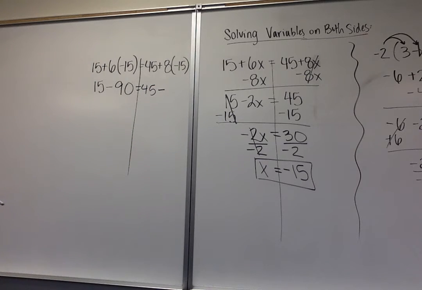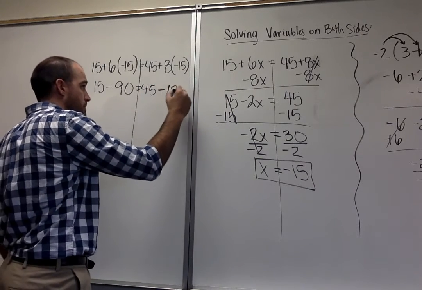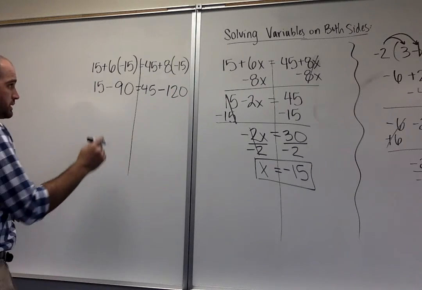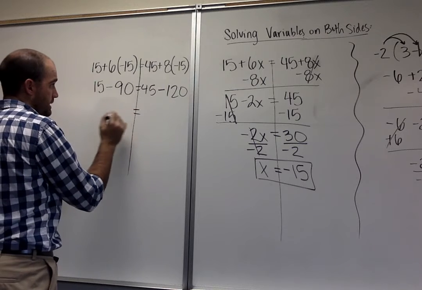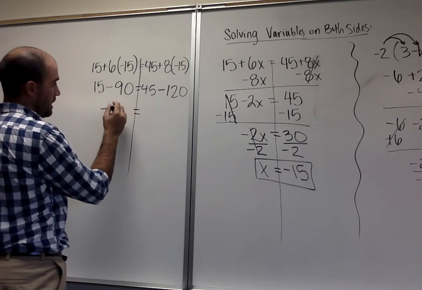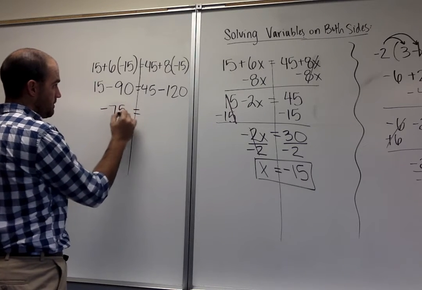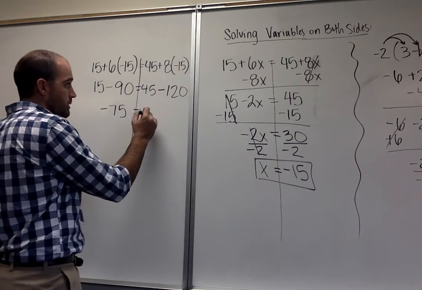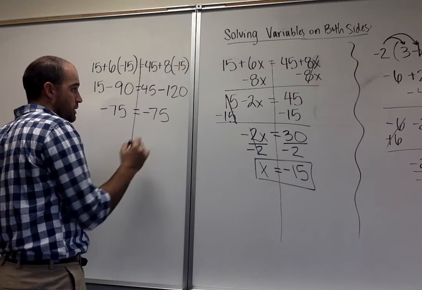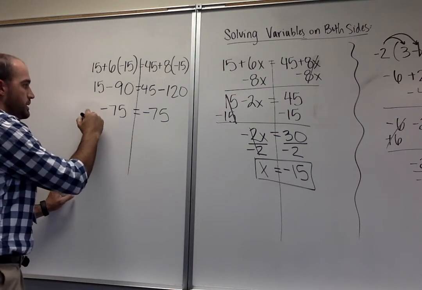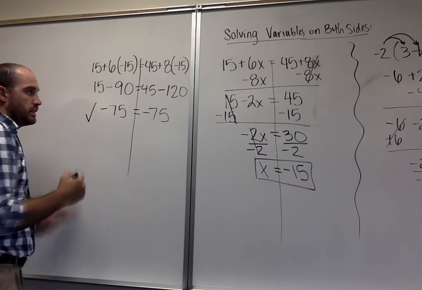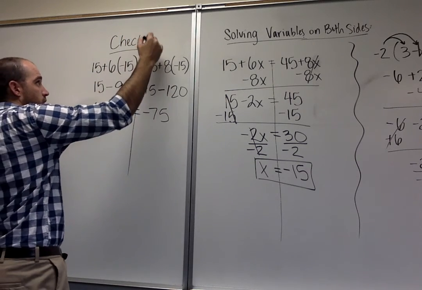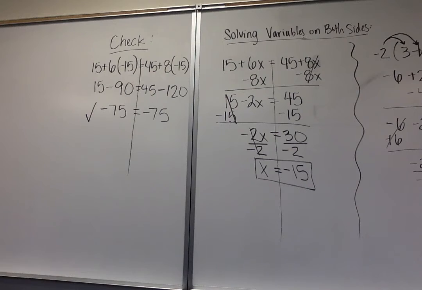minus 120. Okay. Double check to see if this thing works. 15 minus 90 will get you -75. And over here, when you check that out, we end up with that -75 as well. Because it ends up equaling each other, we know our check is complete. So again, this is how we check your work. Okay?